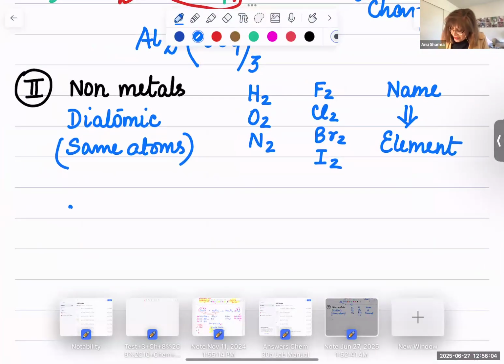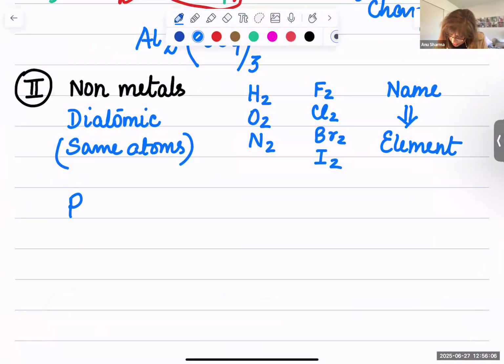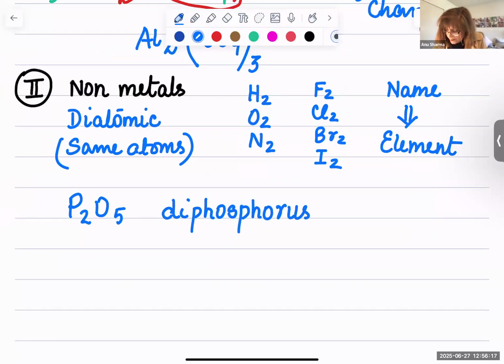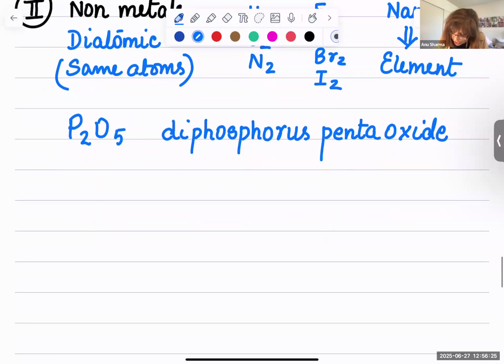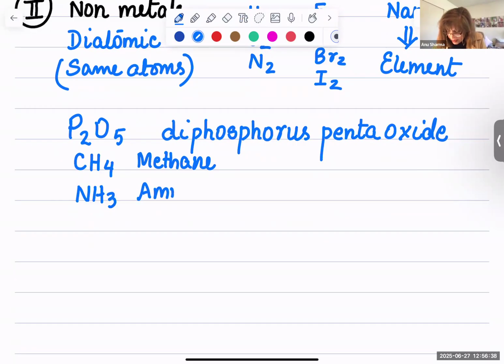Let's say, for example, P2O5. This would mean diphosphorus pentaoxide. There are two phosphorus, so it's very important to recognize the symbols. Some of the other names you should just know. CH4 stands for methane, something you just have to memorize. Common names, right? Methane. Then NH3, just memorize this. This means ammonia. At least these common names you should know.